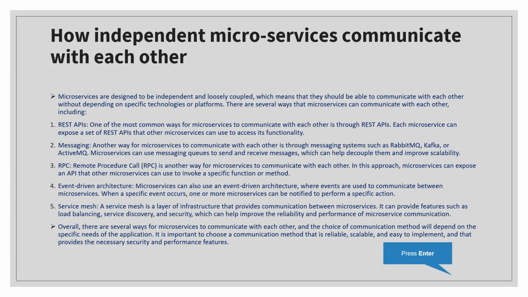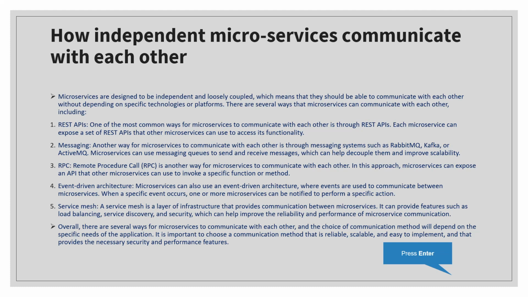Event-driven architecture. Microservices can also use an event-driven architecture where events are used to communicate between microservices. When a specific event occurs, one or more microservices can be notified to perform a specific action. Service mesh. A service mesh is a layer of infrastructure that provides communication between microservices. It can provide features such as load balancing, service discovery, and security, which can help improve the reliability and the performance of microservice communication.